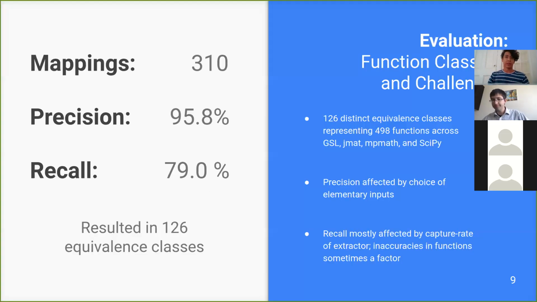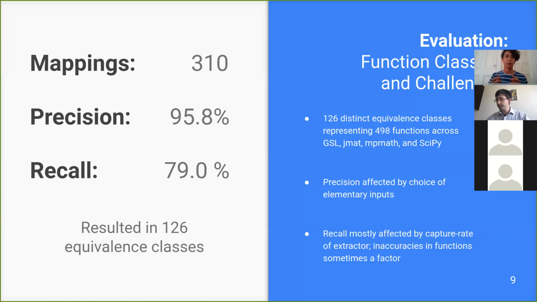So for our evaluation, let's talk about the function classifier and how well it finds function synonyms. It generated 310 mappings between function synonyms with a 95.8% precision and a 79% recall. Ultimately, this resulted in 126 distinct equivalence classes of special functions that represented almost 500 of those special functions across GSL written in C, JMAT written in JavaScript, and MPMath and SciPy written in Python.